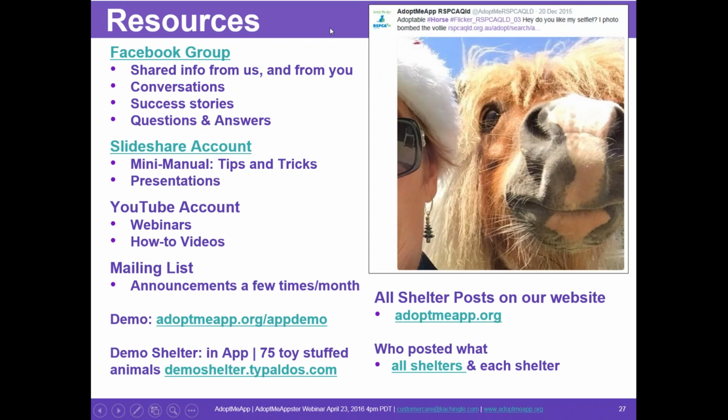The last thing we're going to cover is the resources. There are thousands and thousands of posts, but I just love this one, this selfie of this horse and the ball and chair. I don't know how she did that. It's so cute.